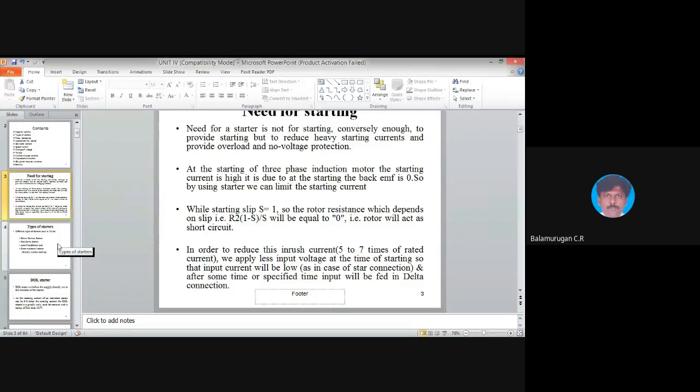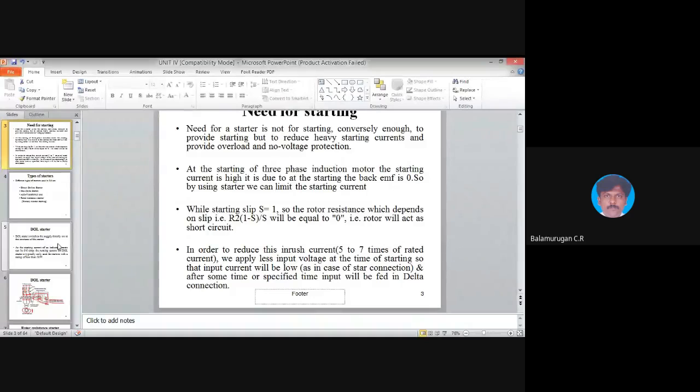Based on the types of starters, they may ask indirectly: explain the starters related to stator side, or explain the starters related to rotor side. On the stator side, how will you control the voltage? In the DOL, we are not going to control any voltage. You have to explain the remaining 3 starters: star-delta, auto transformer, stator resistance. By using these 3 starters, we vary the voltage from the stator side. From the rotor side, how we change the voltage, we have to write about the rotor resistance starter.